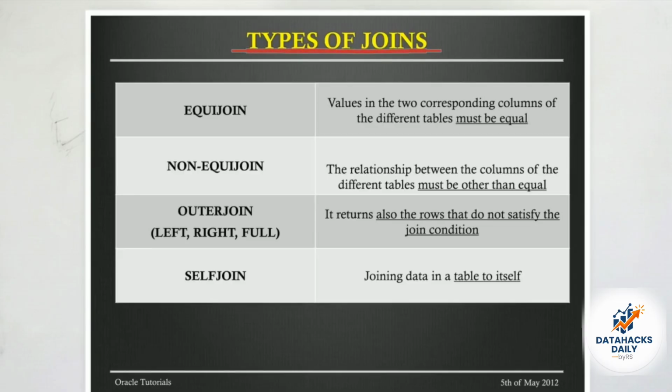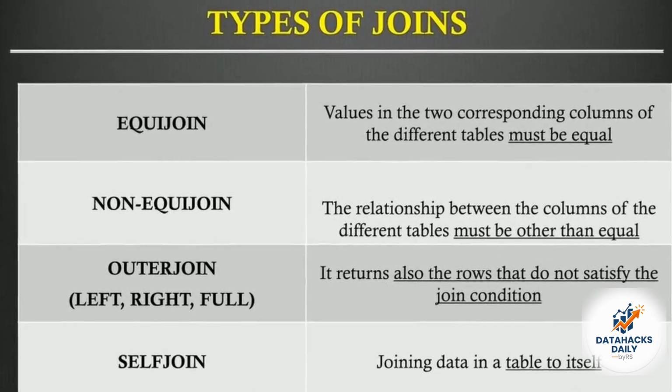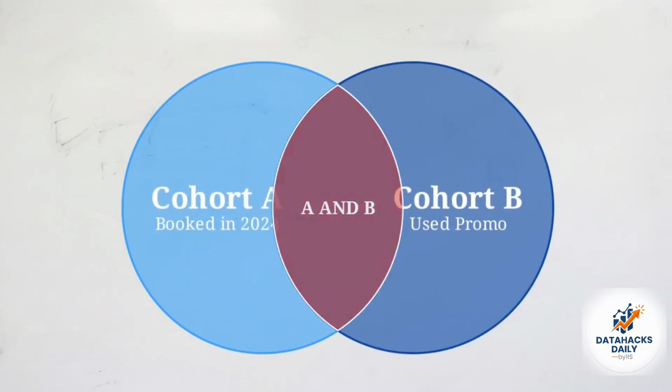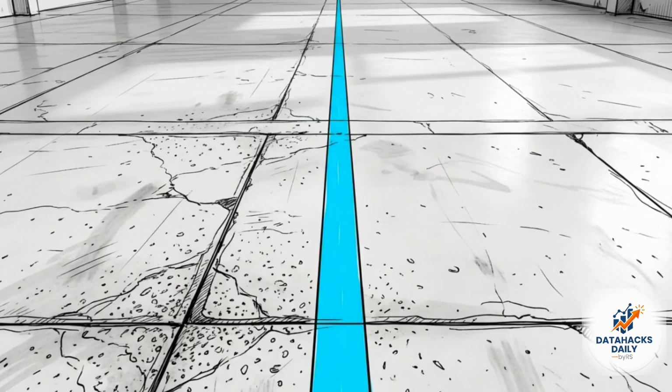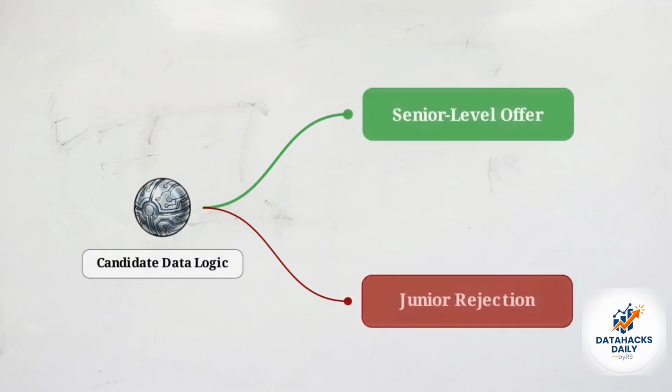We are assuming you already know how to combine datasets using an equijoin, a non-equijoin, and outer joins like left, right, and full. But real-world business logic rarely fits perfectly into those standard relational models. You will face messy, overlapping cohorts, late-arriving events, and hierarchical structures that force you to pull out a much more advanced toolkit. Mastering that advanced toolkit is the exact dividing line between a junior rejection and a senior-level offer.